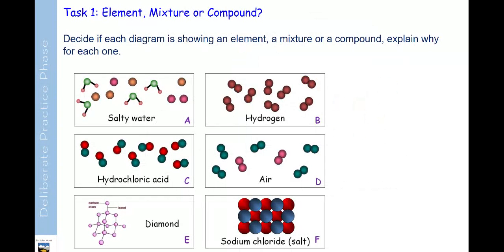So, for your first task of the lesson, I'd like you to look at the images and decide if each diagram is showing an element, a mixture, or a compound. And I'd like you to explain why you've picked that. So pause the video, go to your student worksheet, complete this task, come back for the answers.